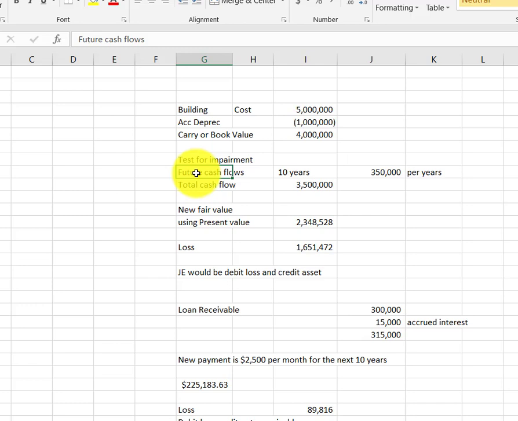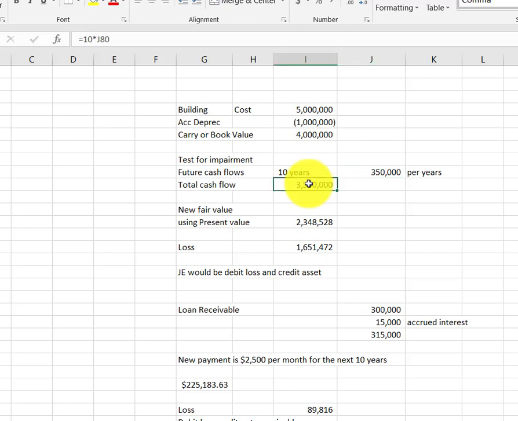In this case, we're going to have some future cash flows based on that use. Another option may be that it's going to be sold, and that would be our only future cash flow. But in this case, we're going to say lease it out to somebody else for the next 10 years for $350,000 per year. So our total cash flows over that 10 years, $3.5 million.